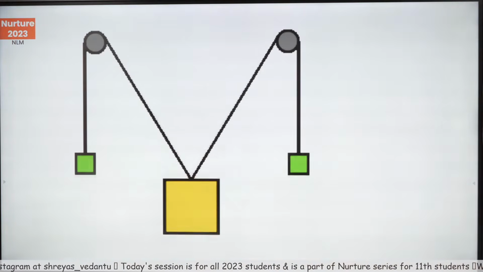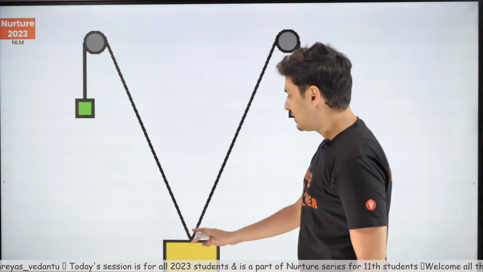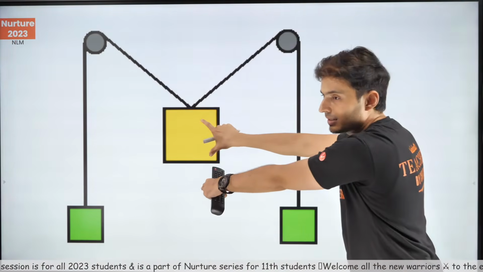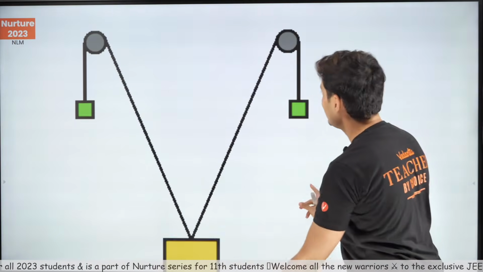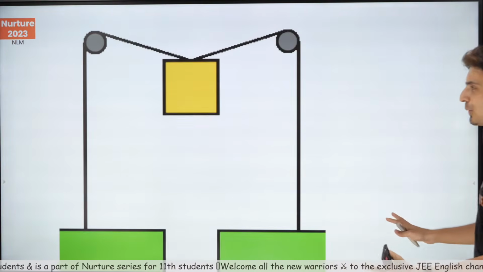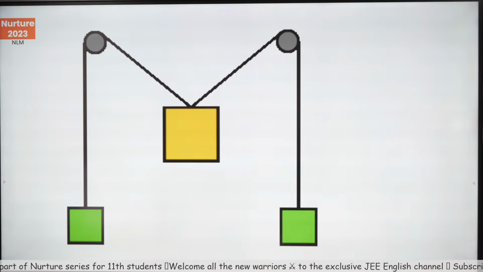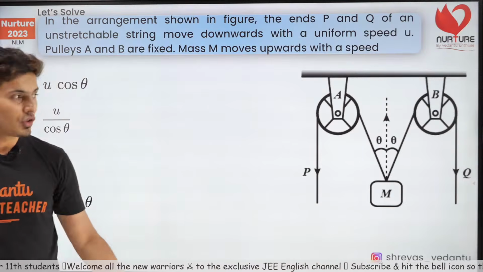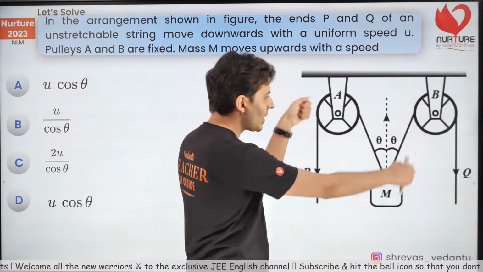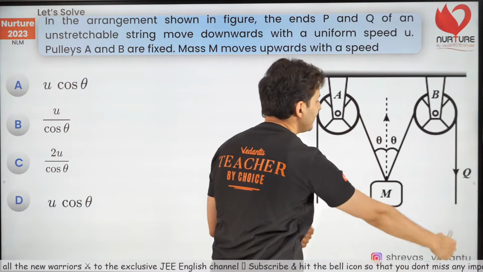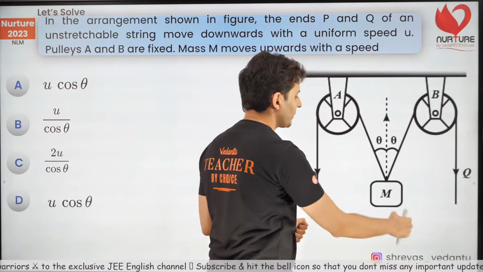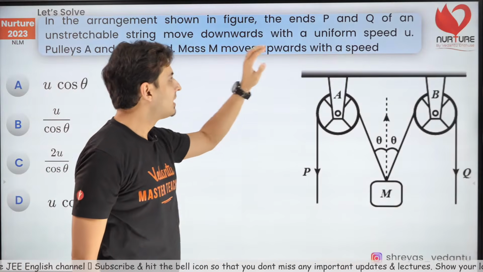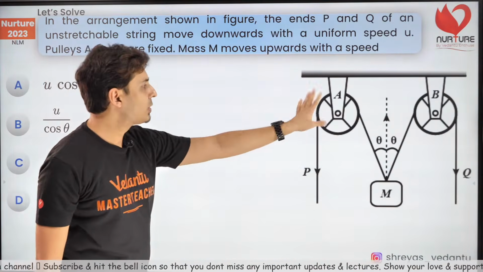Okay, cool. Now let's look at another question. Look at this. This is another beautiful example. There are two blocks tied to another block. As this block goes down, these two blocks go up. Beautiful question, and these kinds of questions have been asked in JEE Mains. So ends P and Q are being pulled with speeds U and U. This block goes up. All the other pulleys are fixed.